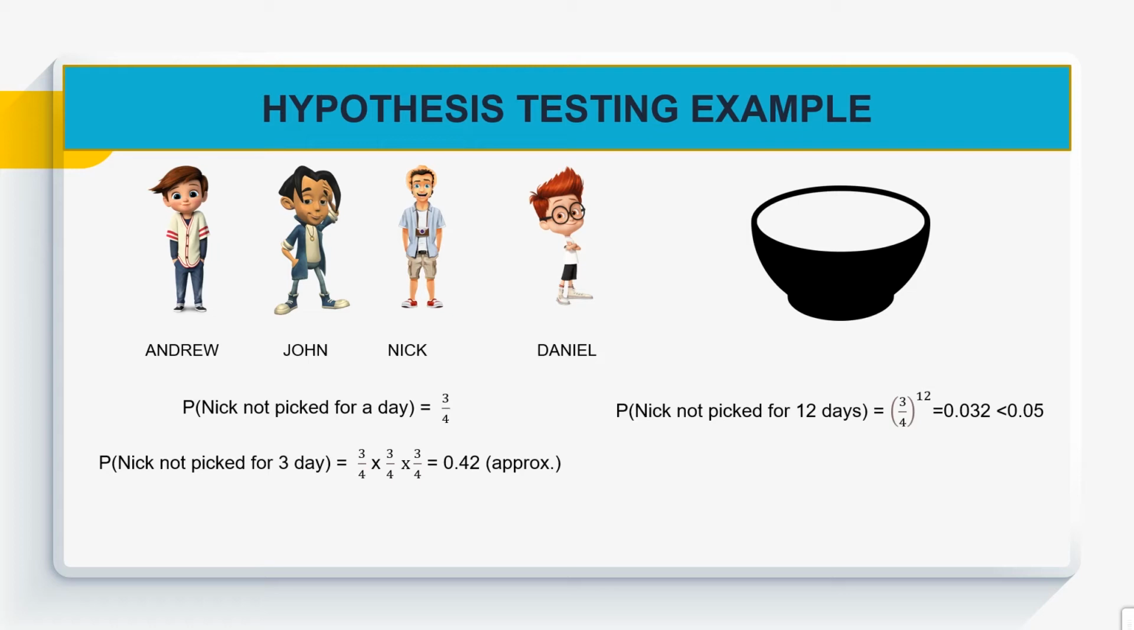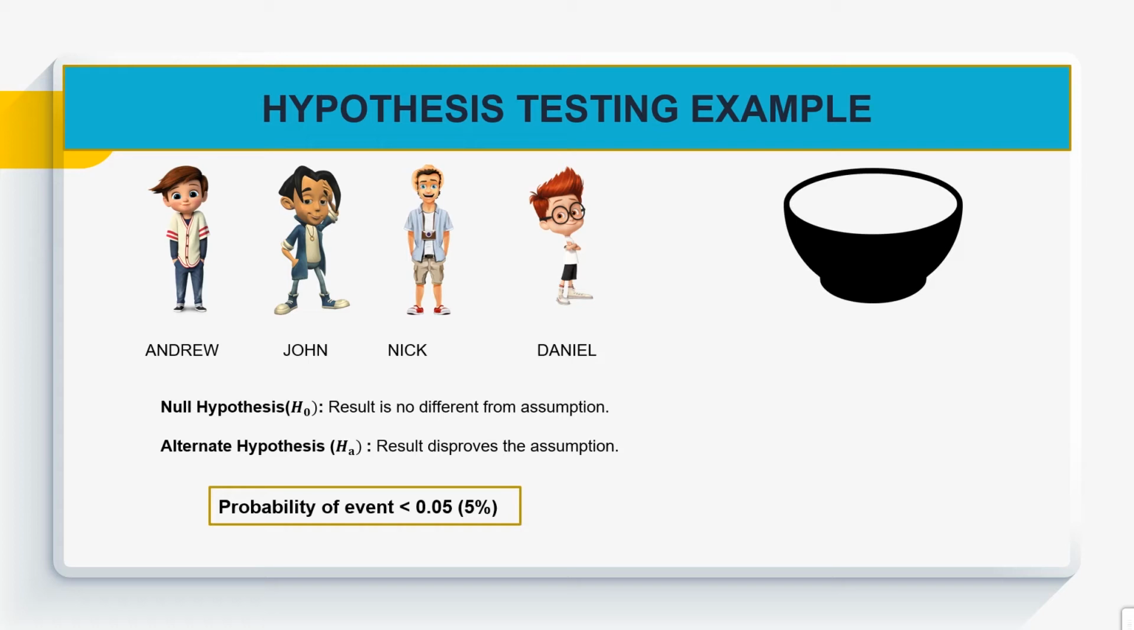So this gives rise to 2 important components of hypothesis testing, which are the null hypothesis and the alternative hypothesis. The null hypothesis is based on approving the assumption. The alternate hypothesis is when your result disapproves of the assumption. Therefore, in our example, if the probability of an event occurring is less than 5%, then the event is biased. Hence, it proves the alternate hypothesis. So guys, with this, we come to the end of this topic.